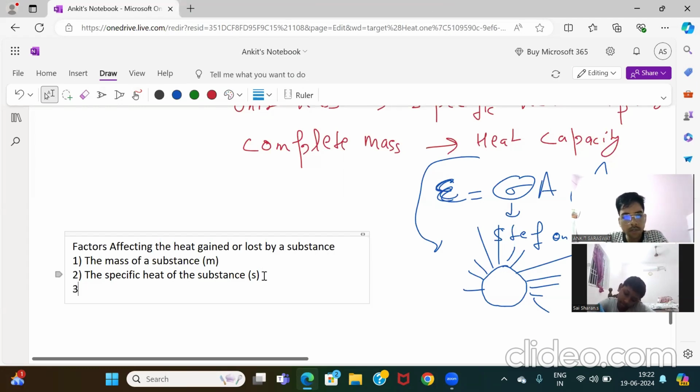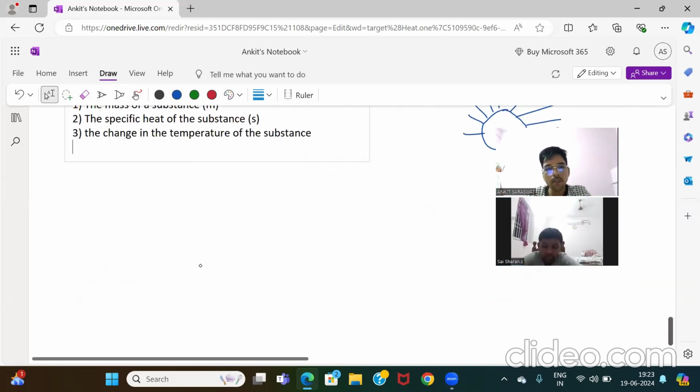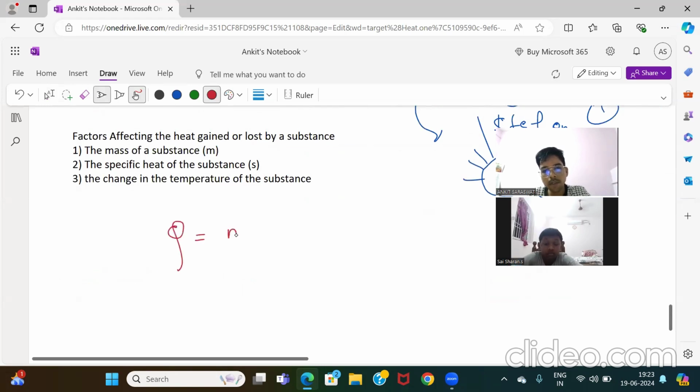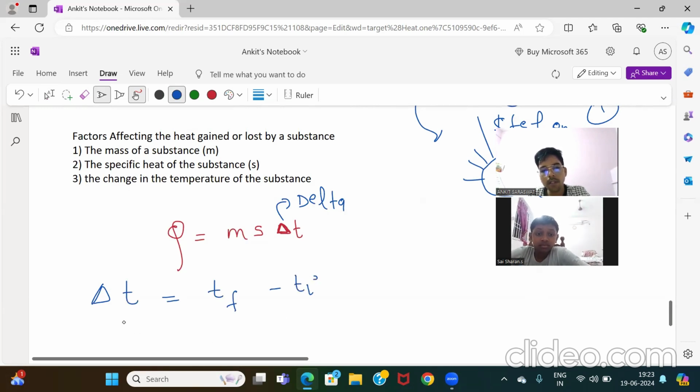Now write down the third point: the change in the temperature of the substance. So you can write one general formula, which is very important. Q is equal to M S delta T. This delta sign is the triangle shape. Delta T is the change in temperature: final temperature minus initial temperature. Here, M is the mass of an object or substance.